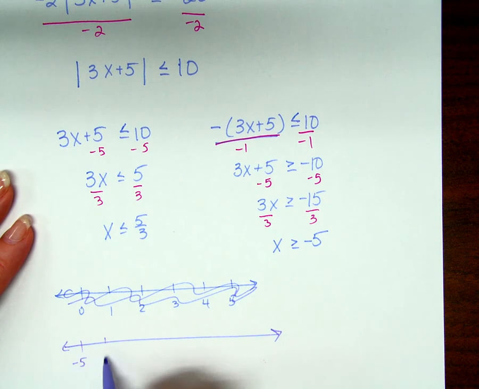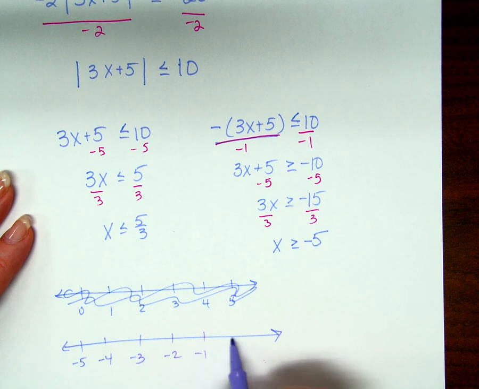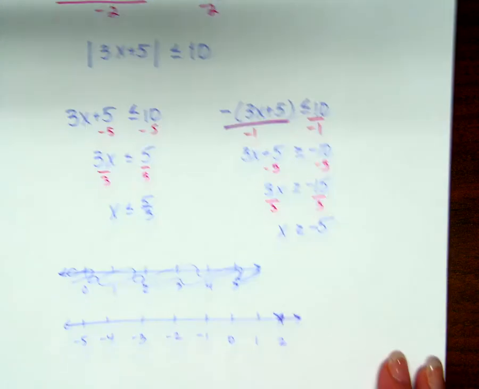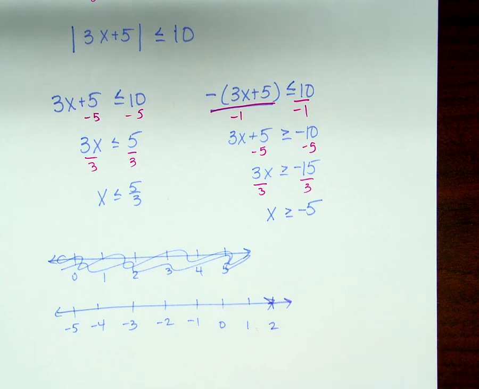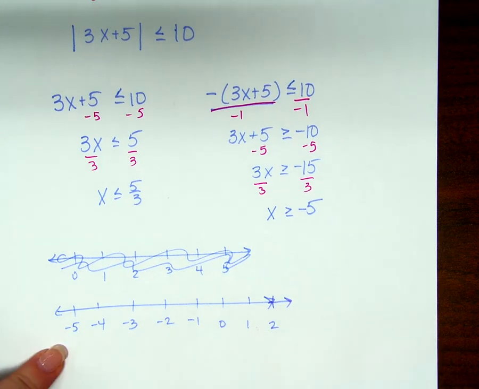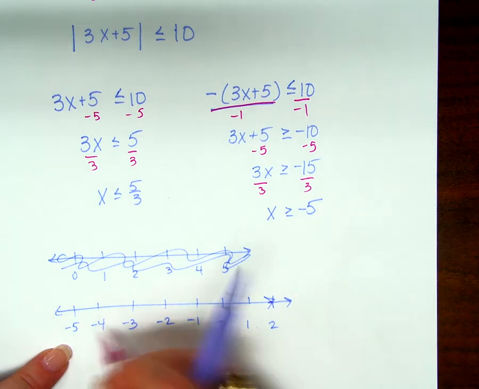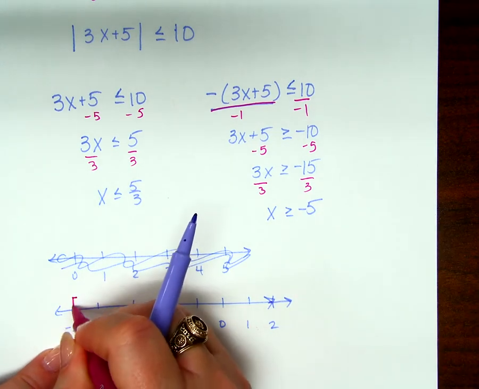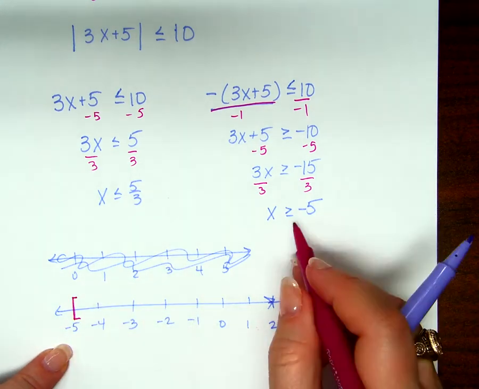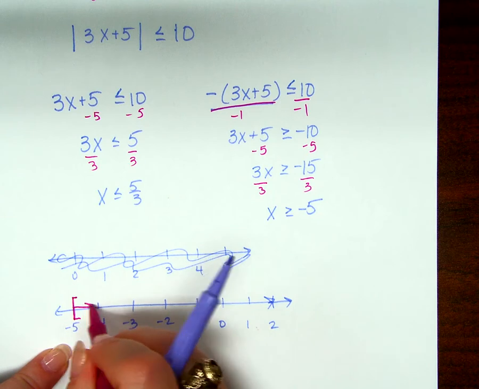Negative 5, negative 4, negative 3, negative 2, negative 1, 0, 1, 2. I'm having a rough day with graphing. Please forgive me. Negative 5 is down here. I know that it is including that, so I'm going to use a bracket. And it's everything greater than that, so it's going that way, right?